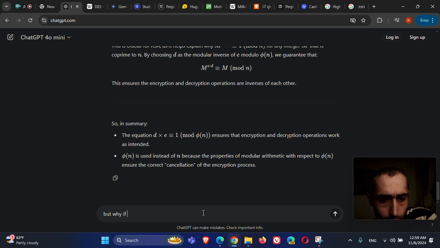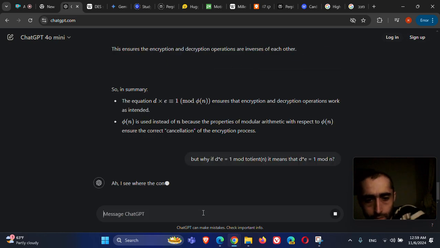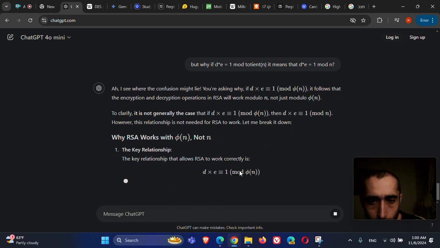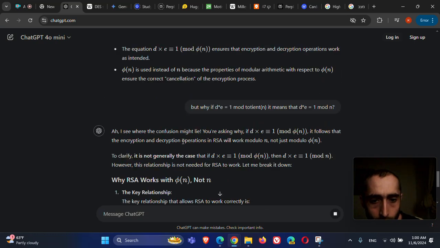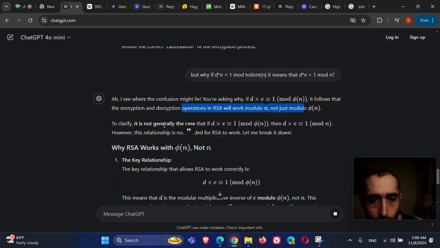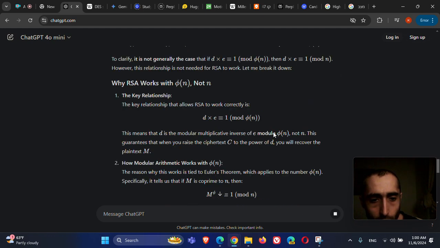But if d times e equals 1 modulo totient of n, it means that e times d equals 1 mod n. We work on n. To clarify, it's not generally the case that this holds modulo n. However, this relationship is not needed for it to work. Let's break down the key relationship that we know. This means that d is a modular inverse of e modulo totient of n, not n. This guarantees that when you raise the exponent to the power of d, you recover the original message.